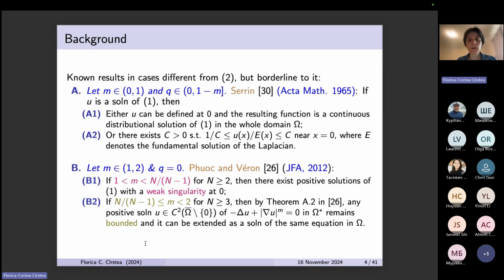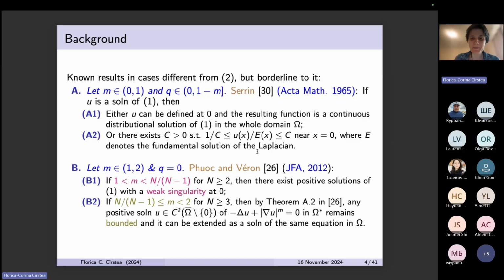And we have then that Serrin's results from Acta Mathematica 1965 apply. So if we have a non-negative solution in our sense, so it's bounded from below by 0, then either u can be defined at 0 and the resulting function is a continuous solution, that is in fact a distribution solution in the entire Omega, or we have a weak singularity at 0, meaning that we can compare u with the fundamental solution of the Laplacian.